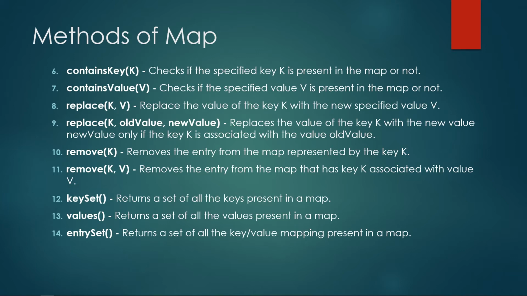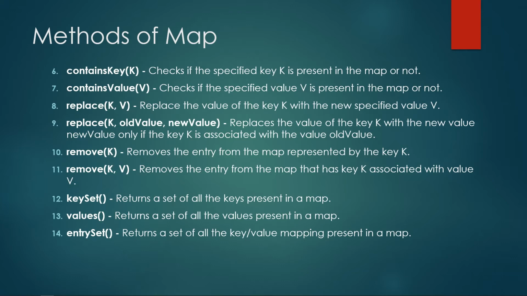So the next method is contains key. This checks if the specified key k is present in the map or not. Next we have the contains value method. This checks if the specified value v is present in the map or not. Next we have the replace method. This replaces the value of the key k with the new specified value v.